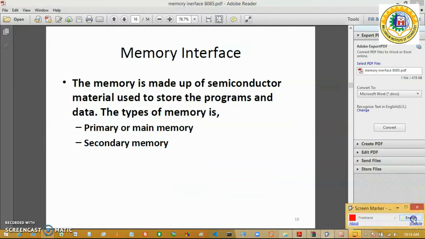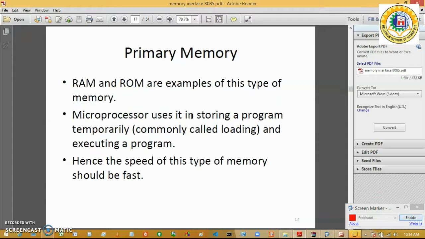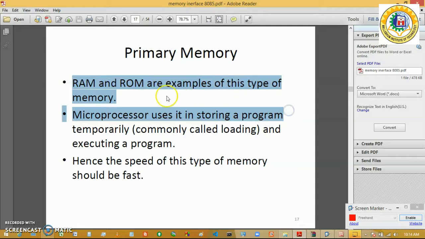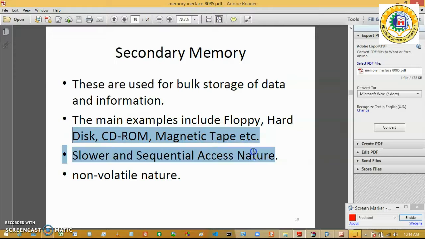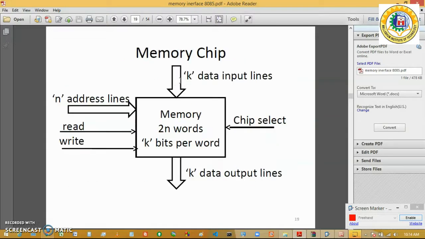Next, the memory interface. In the case of the memory interfacing circuit, memory is going to be interfaced with the microprocessor. Primary memory may be the RAM and the ROM that is going to be interfaced with the microprocessor. Also the secondary memory, that means the floppy disk, hard disk, CD-ROM, magnetic tape and other devices, can be interfaced with the microprocessor. Now this is the important circuit.